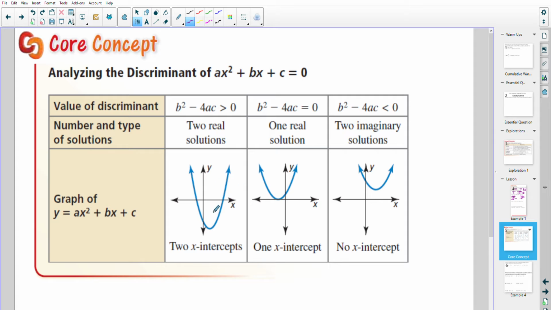Graphically, you can see that if you have two solutions, the graph is going to intersect the x-axis in two spots, one solution and no solutions. Again, keying in on the discriminant will help you identify the number of real solutions. Now, if it's negative, that means there's going to be two imaginary solutions, but no real solutions.